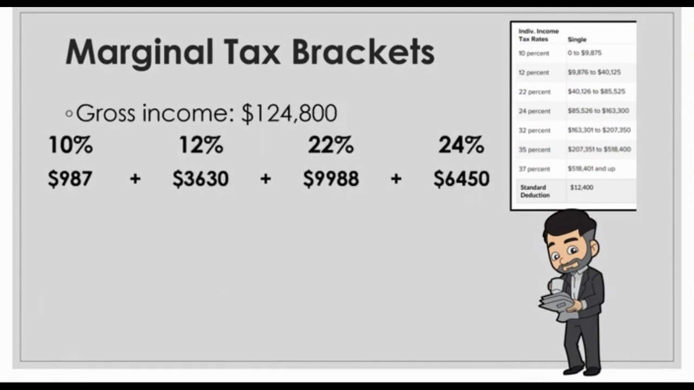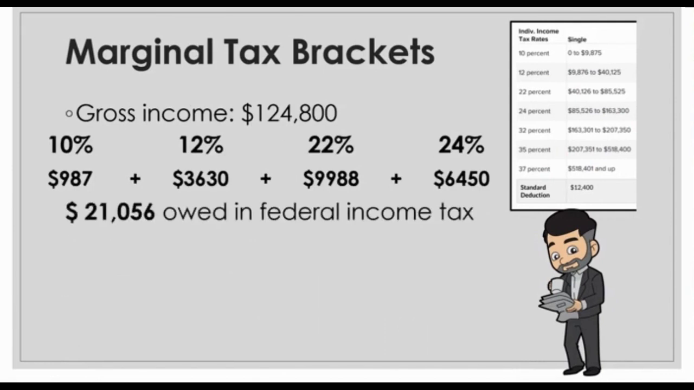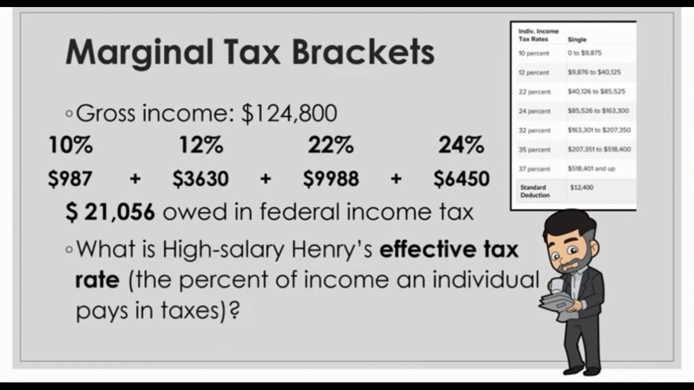So he owes $21,056 in federal income tax. We can take that number and figure out his effective tax rate. Sometimes it's called an average tax rate. This is the percent of his income that he actually has to pay in federal income taxes.